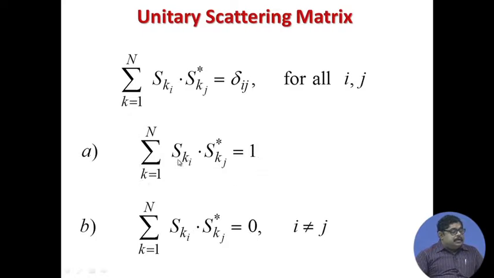That means any column of S, where k is equal to 1 to n, any particular column, if it is dotted with the conjugate of the same column, will give 1. Any column conjugated with the same column will give 1. Any column conjugated with the other columns will give us 0. So, for a unitary matrix, both these conditions should be simultaneously satisfied. If any of them is violated, it is not a unitary matrix.